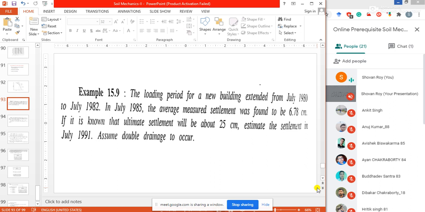The loading period for a new building extended from July 1980 to July 1982. In July 1985, the average measured settlement was found to be 6.78 centimeter. If it is known that ultimate settlement will be about 25 centimeter, estimate the settlement in July 1991.